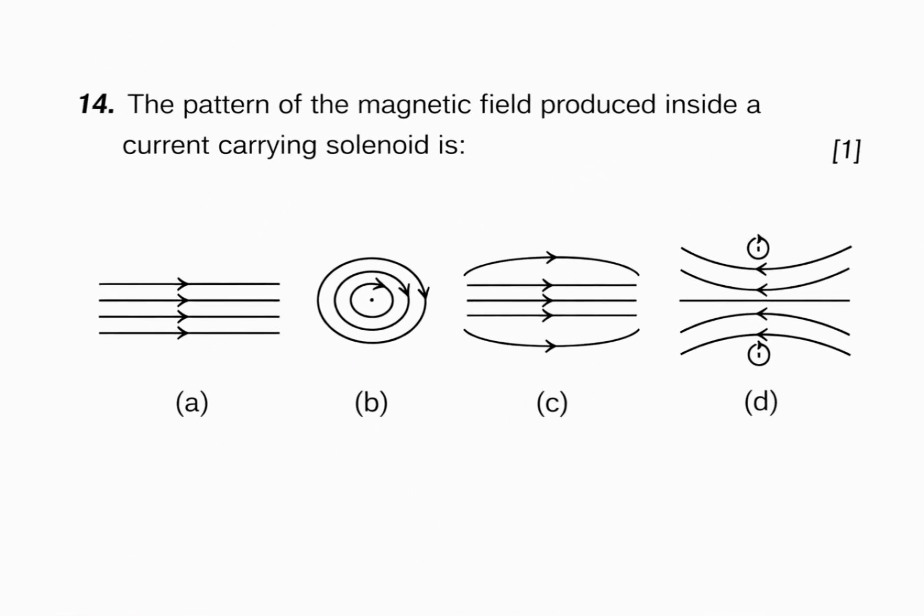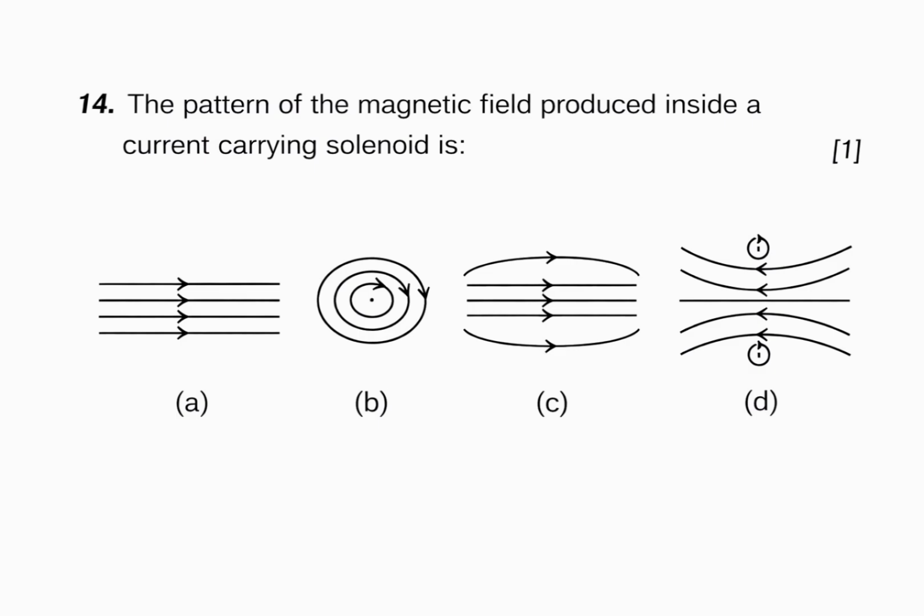The question is, the pattern of magnetic field produced inside a current carrying solenoid is. They given 4 options. In option A, you can see parallel straight lines. Option B, they given concentric circles. In option C, we can see combination of parallel lines and curved lines. In option D, one straight line at the center, then curved lines around it.